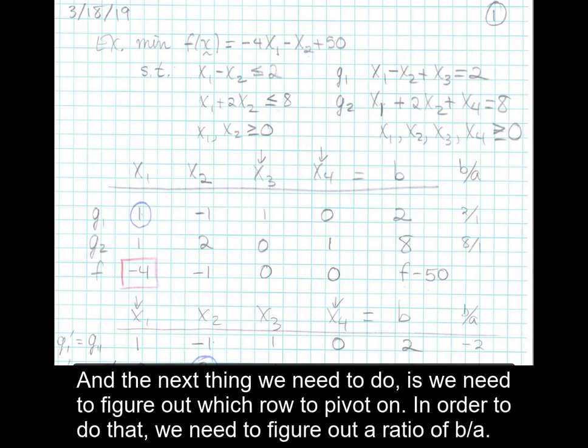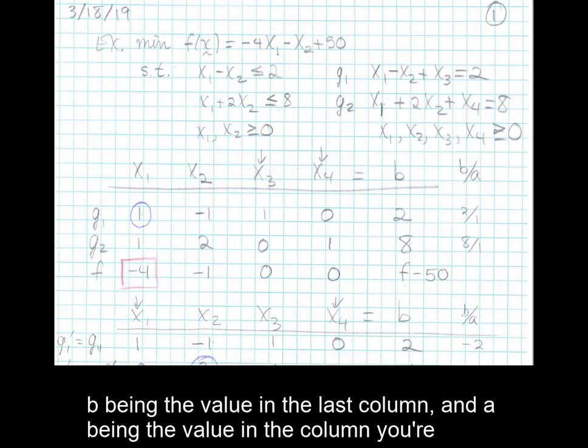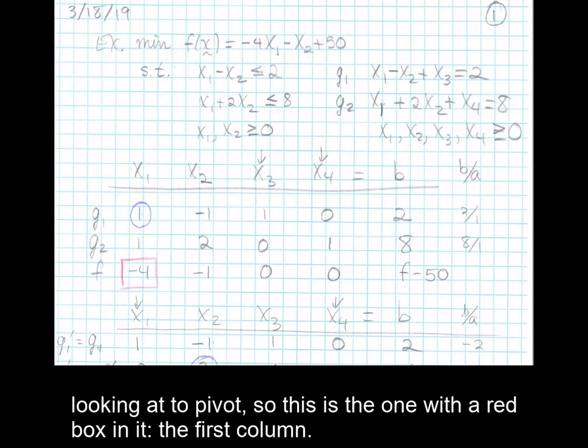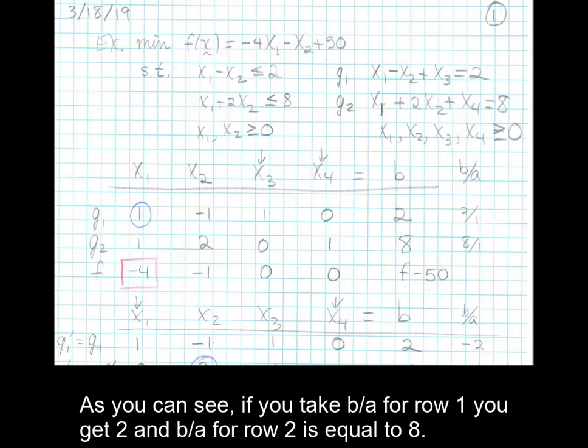And the next thing we need to do is figure out which row to pivot on. In order to do that, we need to figure out a ratio of b over a, b being the value in the last column, and a being the value in the column you're looking at to pivot, so this is the one with a red box in it, the first column. As you can see, if you take b over a for row 1, you get 2, and b over a for row 2 is equal to 8.